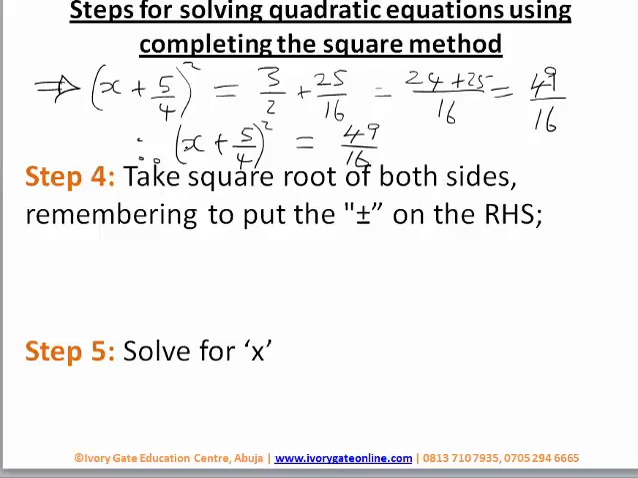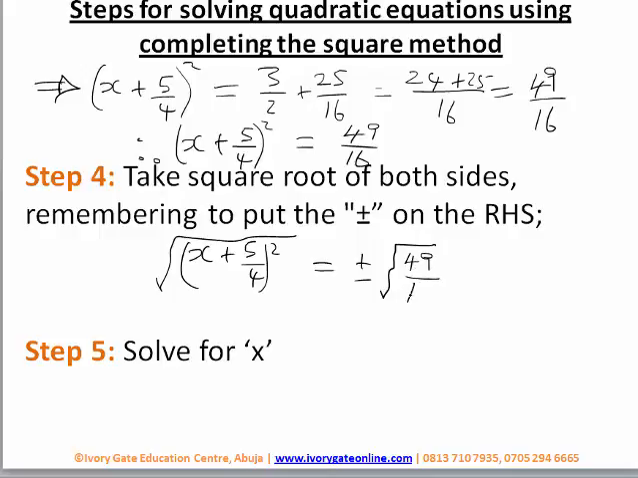Okay. Now we have x plus 5 over 4 all squared. To get rid of this square, we need to take square root of both sides. Why both sides? Because of this sign of equality. Whatever we do here, we equally have to do the same here to maintain the balance. So taking square root of both sides, we have x plus 5 over 4 all squared is equal to plus or minus, okay, so sorry, we need to take the square root here. So is equal to plus or minus square root of 49 over 16.